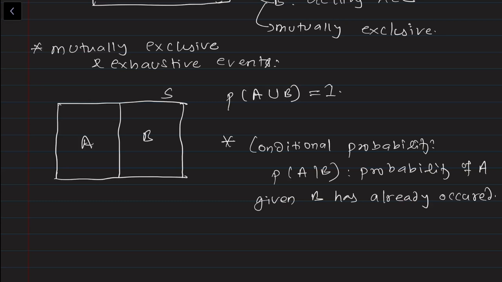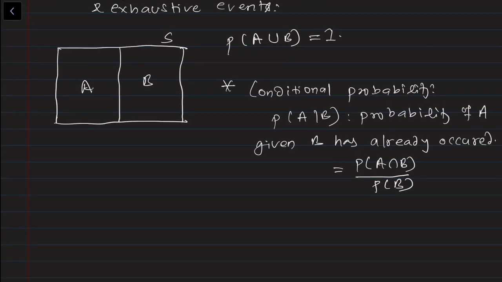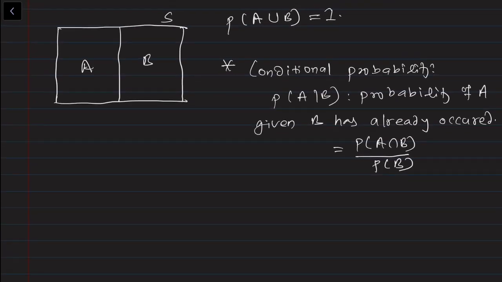Okay, so B has already happened. Now what is the probability of A? So we have a formula: probability of A intersection B divided by the probability of B. We use the conditional probability in very specific circumstances. For example, let me give you one real life example.